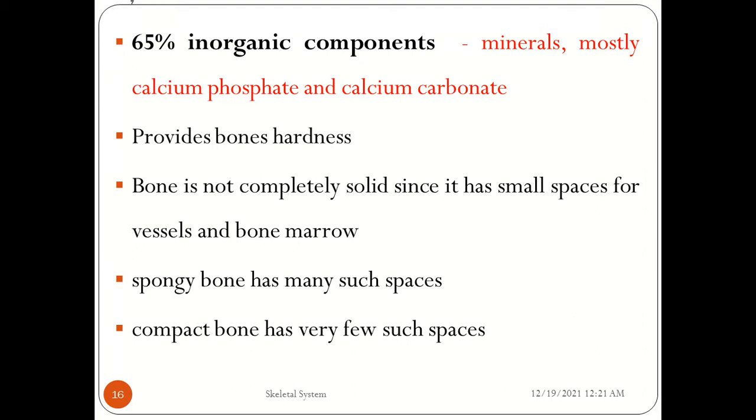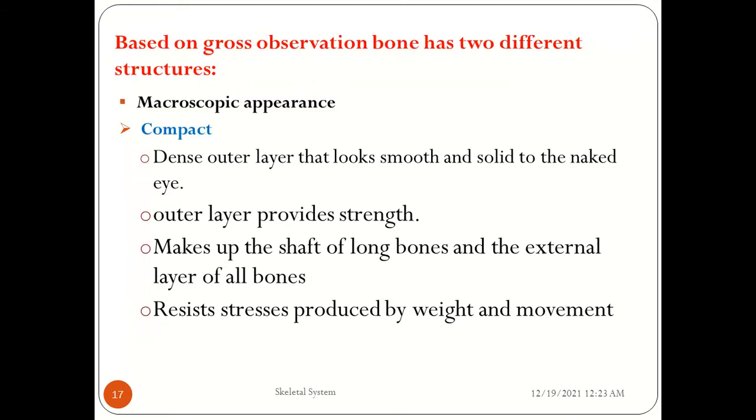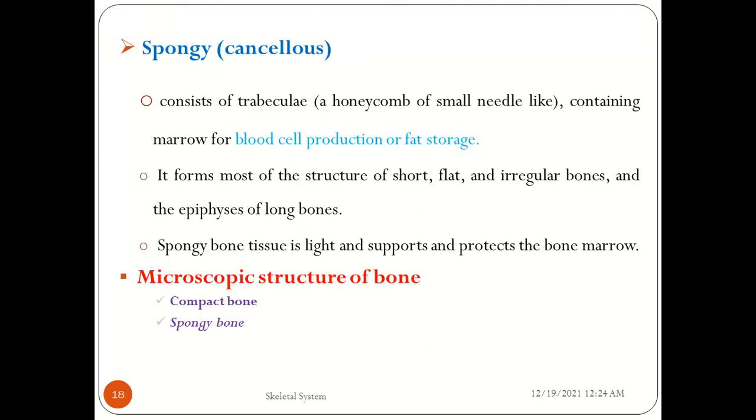Sponge bone has many such spaces as compared to compact bone. Compact bone has very few such spaces. So based on gross observation, bone has two different structures. Macroscopically, we can divide it into two: compact bone and sponge bone.